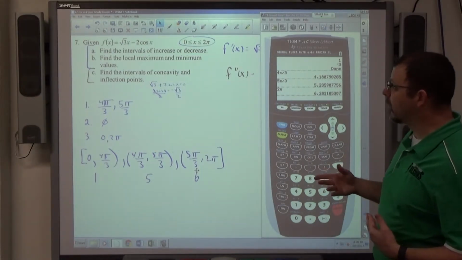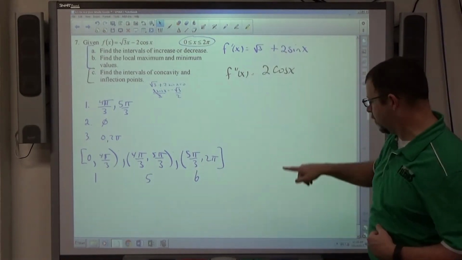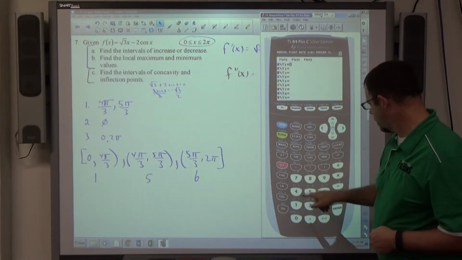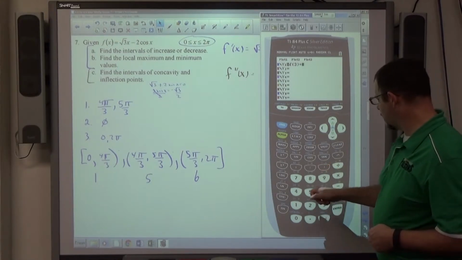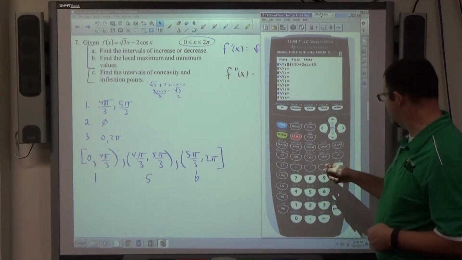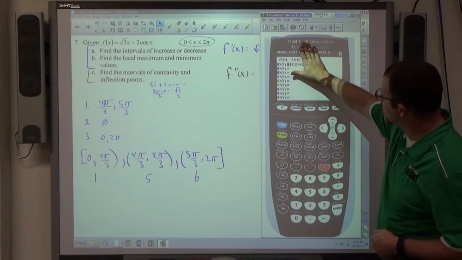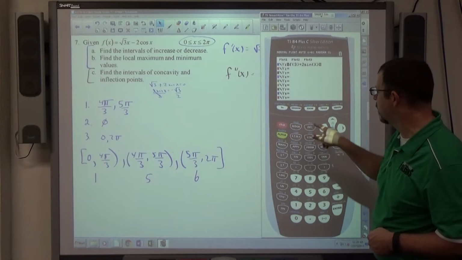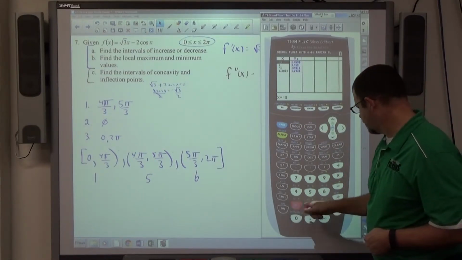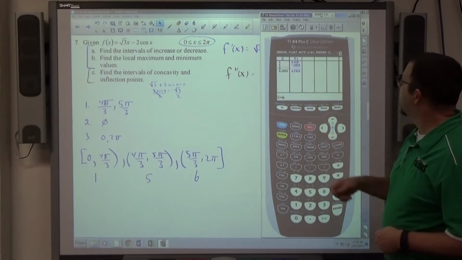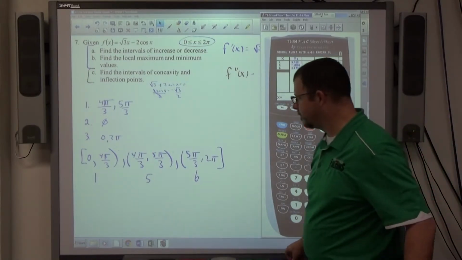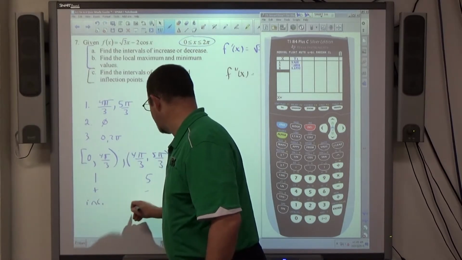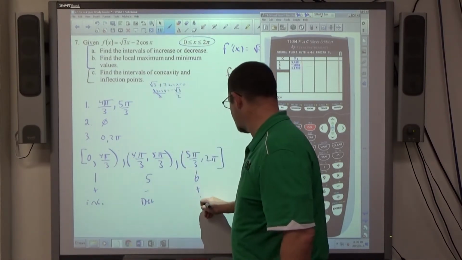What I'm testing is the derivative. The derivative is the square root of 3 plus 2 sine of x. So I'm going to type y equals the square root of 3 plus 2 sine of x. Be careful with your calculators that you have a beginning parenthesis and end parenthesis. Square root of 3, that's it. Sine of 2x, or 2 sine of x, that's all we're doing there. I type in 1, 5, and 6. And I see positive, negative, positive. That means it increases on this interval, it decreases on this interval, it increases on this interval.